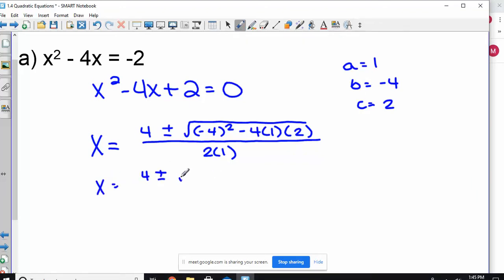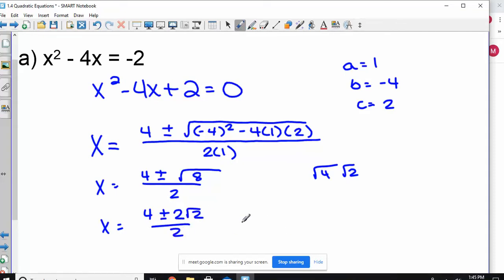So under my square root, I get 16 minus 8, which is 8. Break down the 8, break down to a 4 and a 2. So 4 plus and minus 2 radical 2 over 2. Cancel a 2 in everything, so you should have gotten 2 plus and minus the square root of 2.